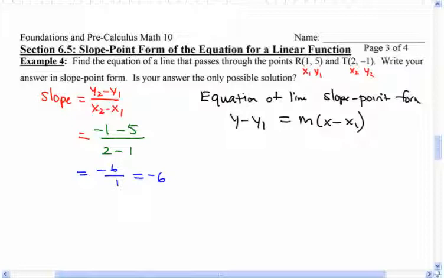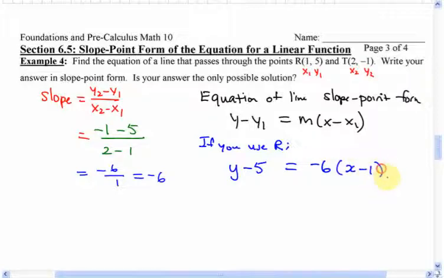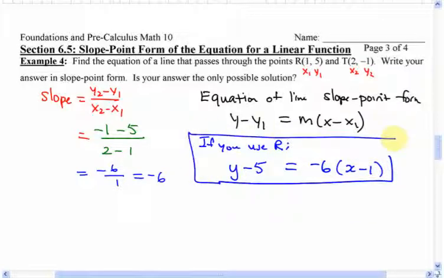Okay, so here's the thing. If you use R, here's what the answer will be. y minus 5, right? Opposite sign. m is -6, x minus 1. That is correct if you used R. Now, don't erase if you didn't use R. If you used point T, you would have had this equation. y take away -1 is +1, -6 bracket x minus 2.